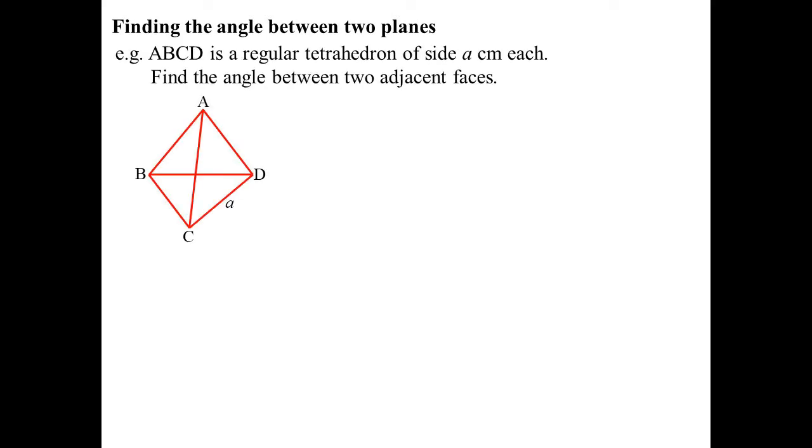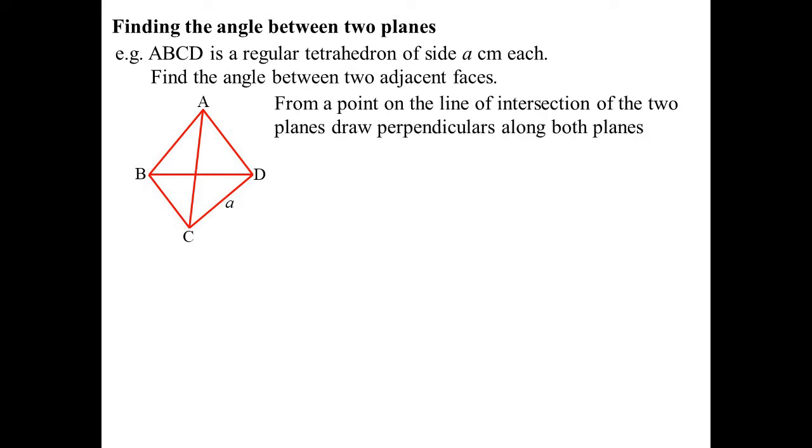Well, what about if you have to find it between 2 planes? So we've got a tetrahedron. So all the sides are equal. In this case, we've just called them A. We have to find the angle between 2 adjacent faces. So from a point on the line of intersection of those 2 planes, we will draw perpendiculars from the point on the plane. Now you can put that point anywhere. So for this example, I'm going to find the angle between the side ABC and BCD.